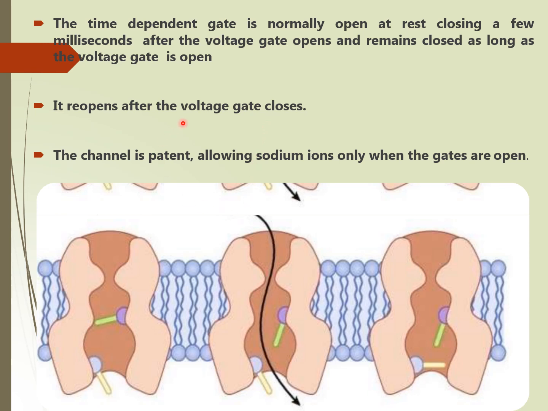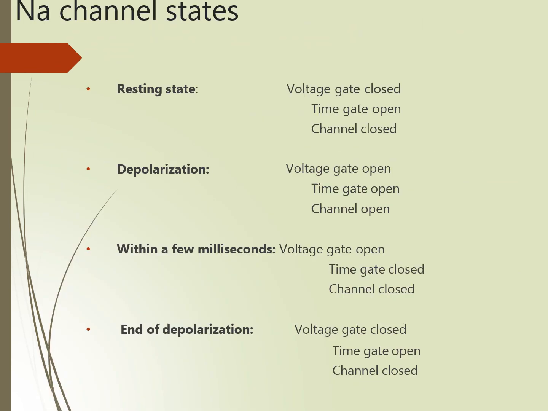And the time dependent gate is normally open at rest, closing a few milliseconds after the voltage gate opens and remains closed as long as the voltage gate is open. It reopens after the voltage gate closes. So when one is open, the other closes. Only when both are open does influx of sodium occur. So the channel is patent, allowing sodium ions only when the gates are open.